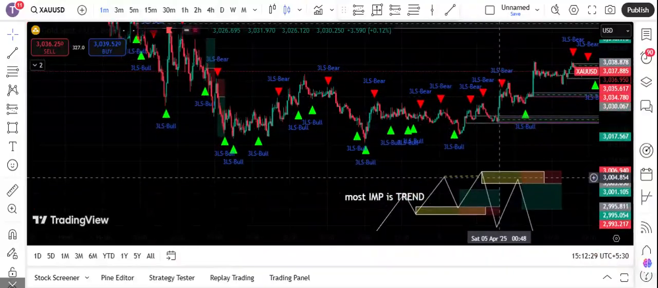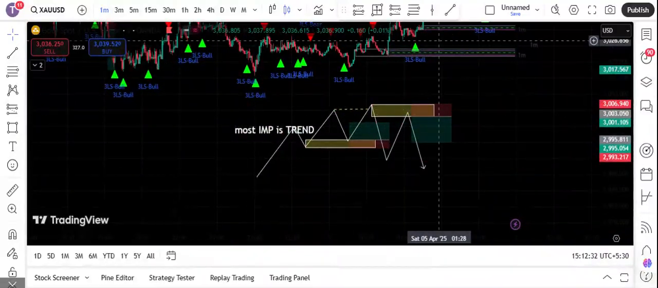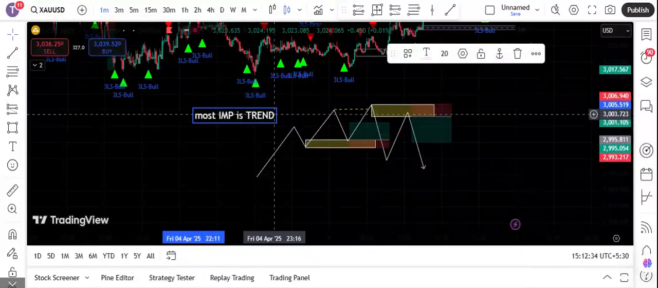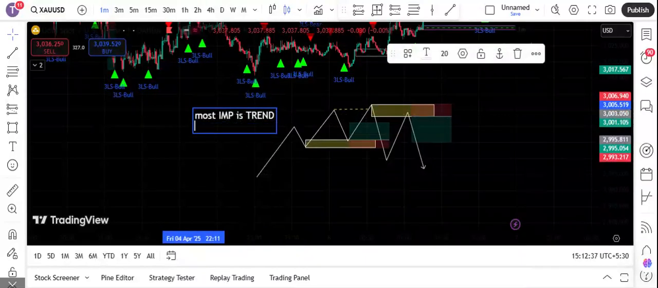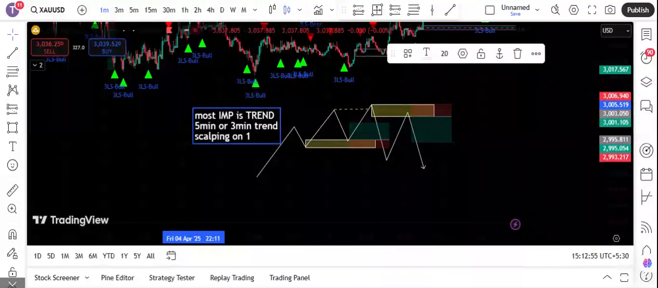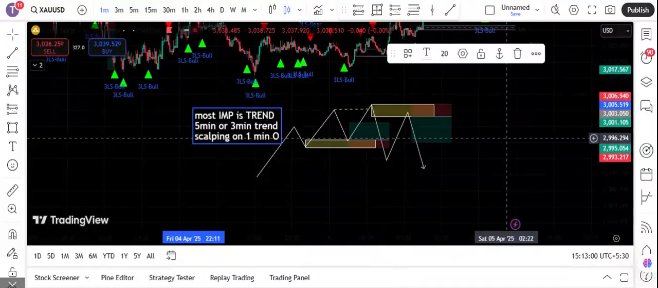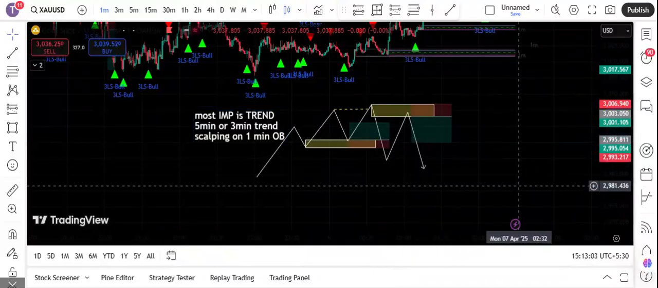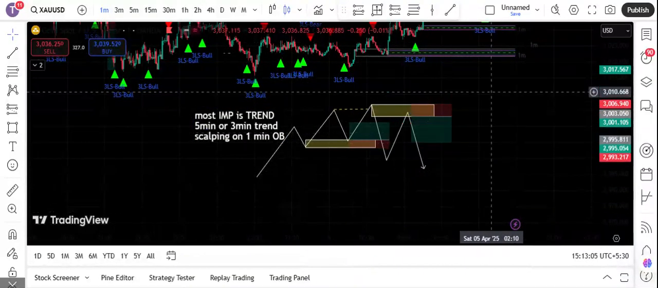So this was all of my strategy. Trend is important, in which you could consider even a 5 minute or 3 minute trend, and then scalp on 1 minute order blocks. Okay, this is what you need to follow.